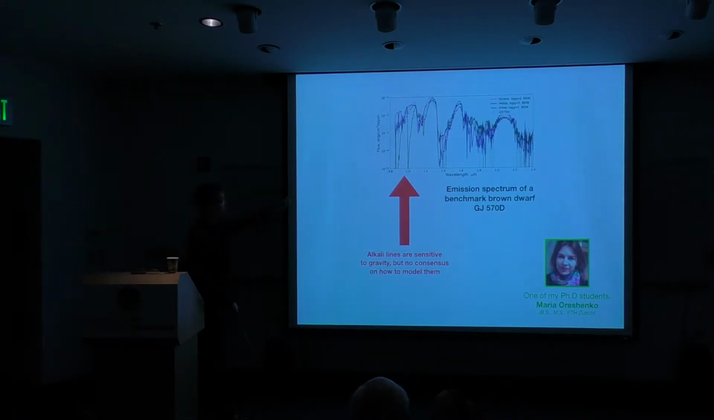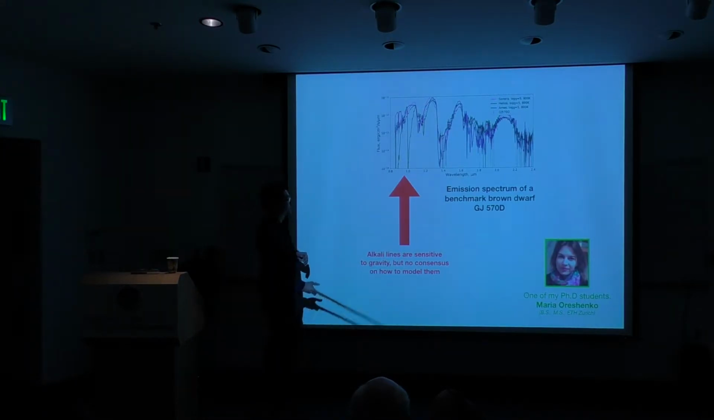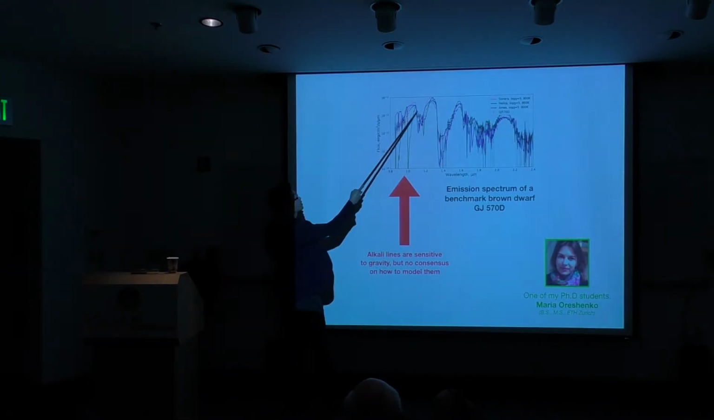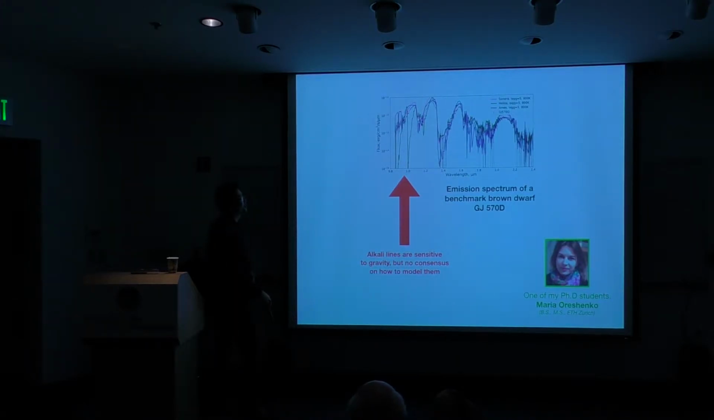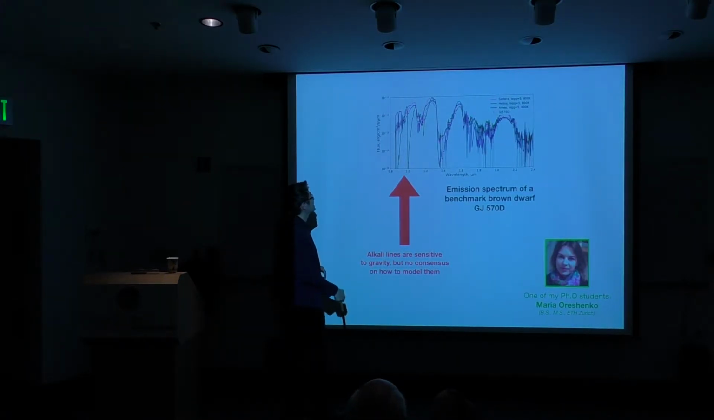So this is an emission spectrum of a benchmark brown dwarf called Gliese 570d. These are the black data points. Sorry, I keep telling her to plot them with bigger points, but she hasn't listened so far.